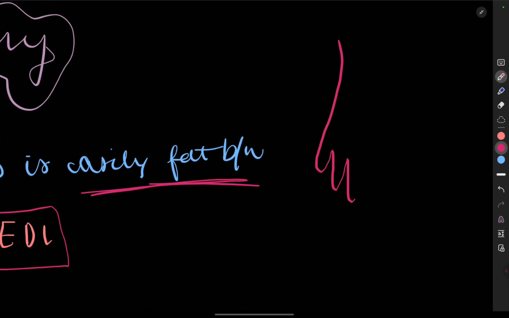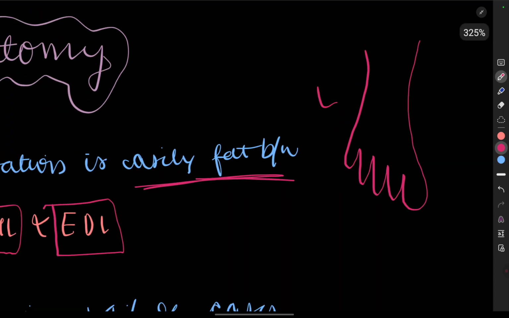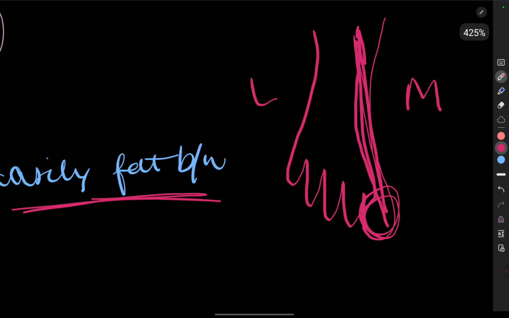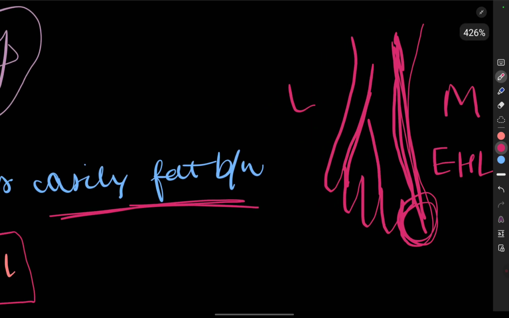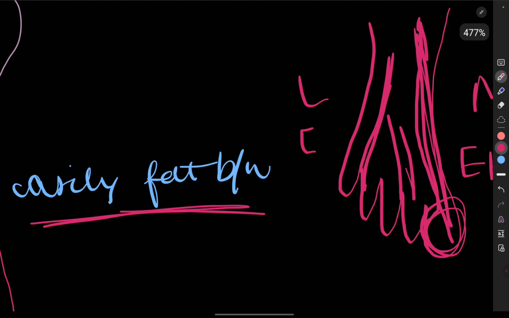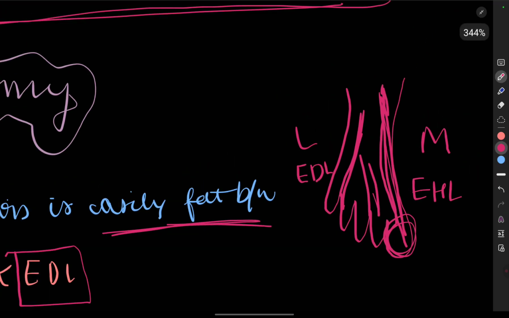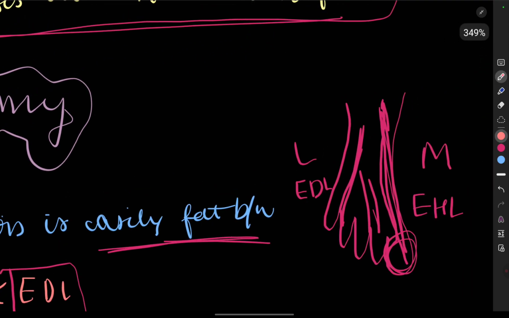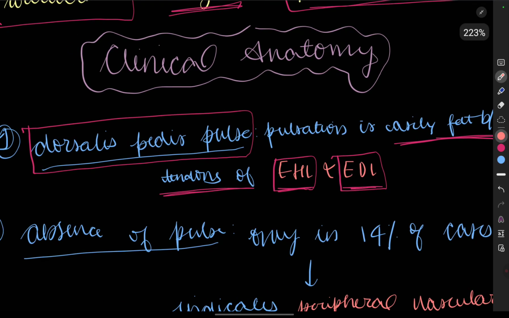So suppose this is your foot. This is the lateral side, medial side. One muscle towards the medial side goes to one toe, the great toe, that is the extensor hallucis longus, and to the 4 digits we have the extensor digitorum longus. So between the extensor hallucis longus and the extensor digitorum longus we have the artery. This one is the dorsalis pedis artery, so pulsation is felt there.